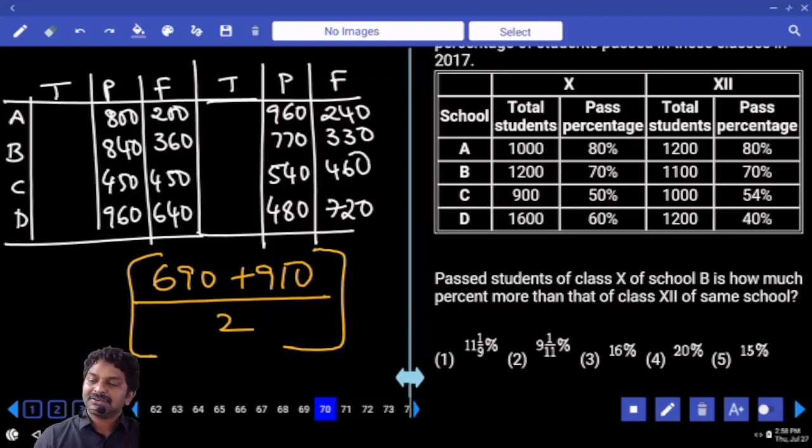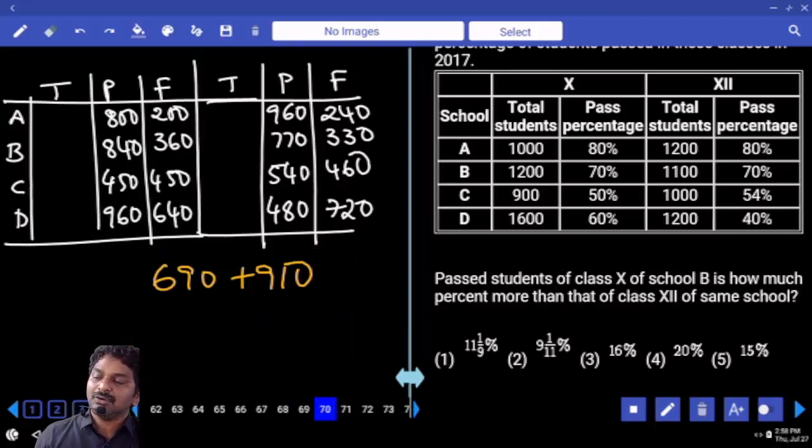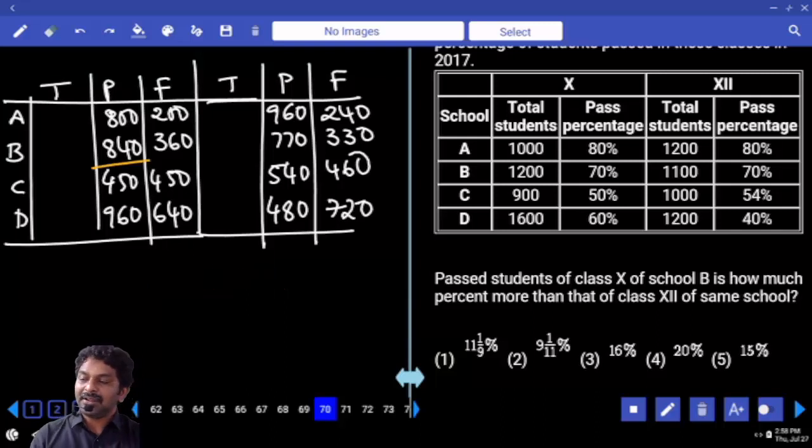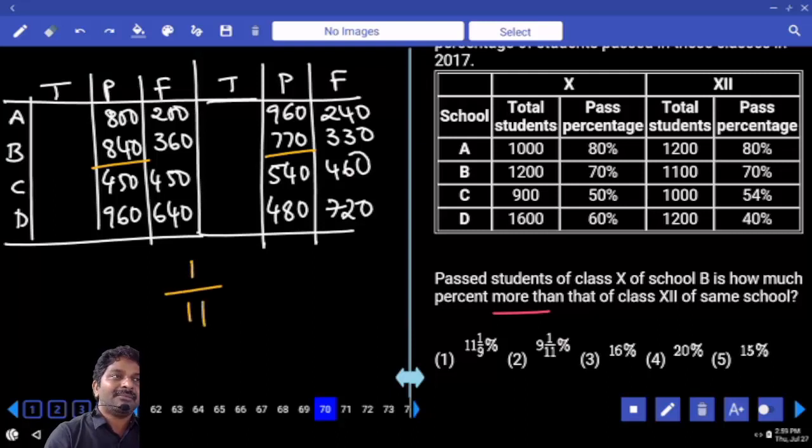Passed students of 10th class of school B. 10th class school B passed students 840 is how much percent more than 12th class of the same school? Is what percent more, right? Even here also you can go with the ratio concept. 0 0 can be cancelled. 7 how many times is 84? 7 how many times is 77? That means 12:11 ratio. How many parts more? Upon? What do you mean by 1/11? 9 1/11%.